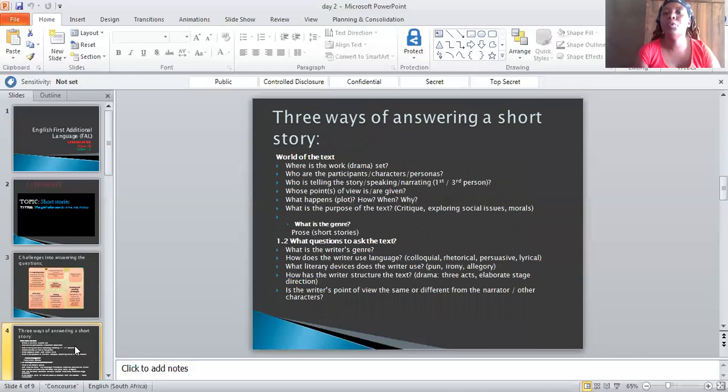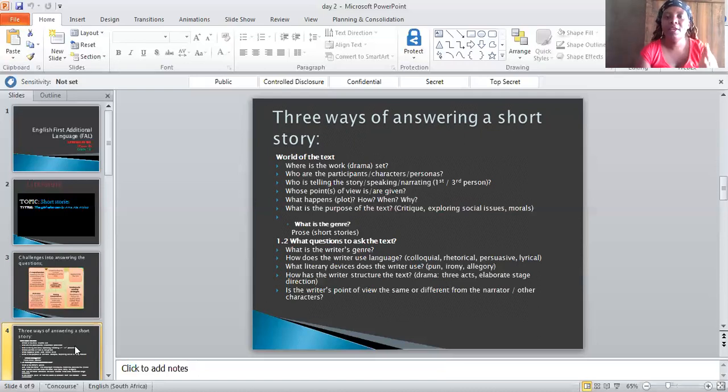Whose point of view is given in that short story? What happens? How does it happen? When does it happen? And why is it happening? These are the things that we should focus on when we are looking at the text. What is the purpose of the text? The critic, exploring social issues, the morals. These are the things that you should focus on when you are reading a text.